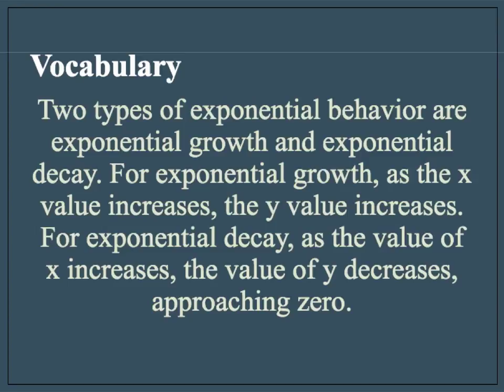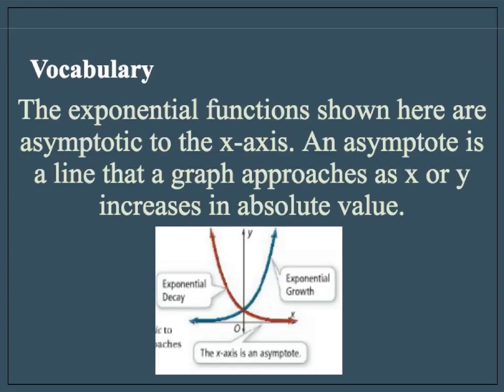All right, a little bit more vocabulary. It says 2 types of exponential behavior are exponential growth and exponential decay. For example, exponential growth, as the x value increases, the y value increases. For exponential decay, as the value of x increases, the value of y decreases as it approaches 0, which we just explained. All right, and on this one we get a visual. It says the exponential functions shown here are asymptotic to the x-axis. An asymptote is a line that a graph approaches as x or y increases in absolute value.